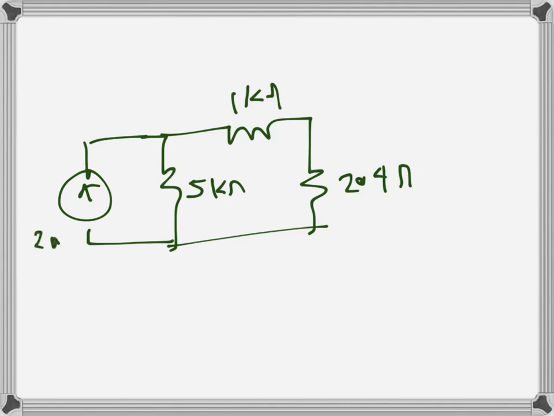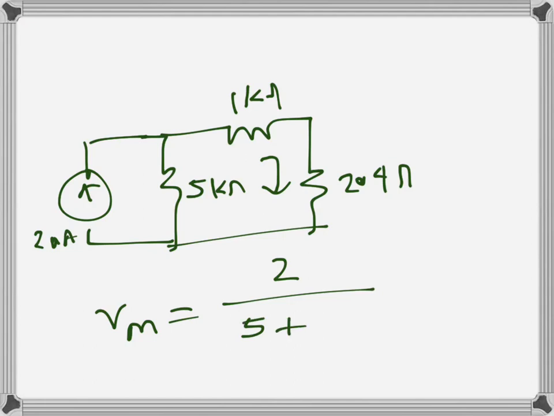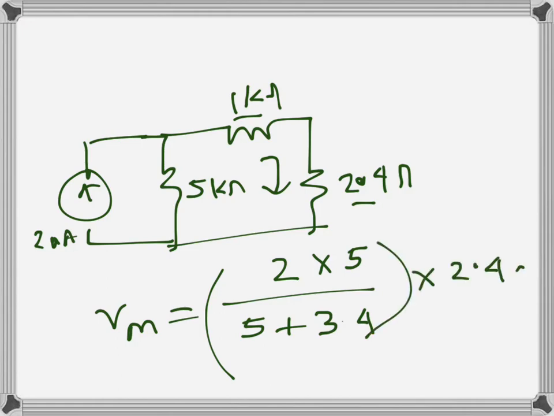So this is 2 milliamps. So the measured voltage, let's say Vm, that will be now 5 plus 2 plus 2.4, these two are in series, so 3.4 times 5, this will be the current, and this times 2.4 will be the measured voltage. So this is 3.4, so this is the current, 1.19 times 2.4, that's 2.857.